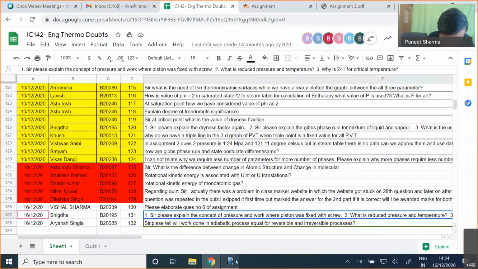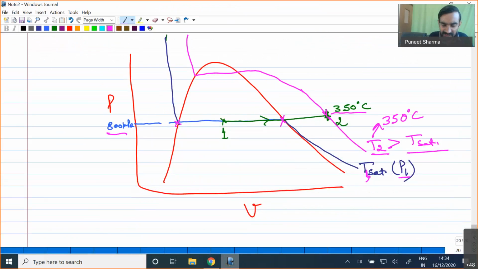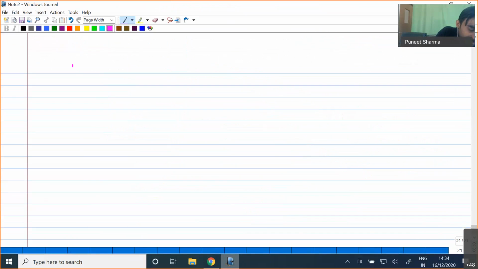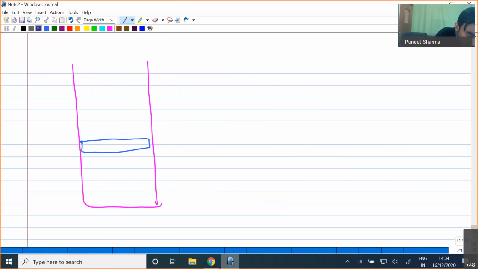First, let me take up the concept of pressure and work where the piston is fixed with a screw. So what we are saying is that we have a piston cylinder arrangement, and the piston is fitted with some screw. Okay, and then inside we have some high pressure gas. So this pressure is high, and outside we have surrounding pressure P0, and some force F is acting on the piston, and MP is the mass of the piston.